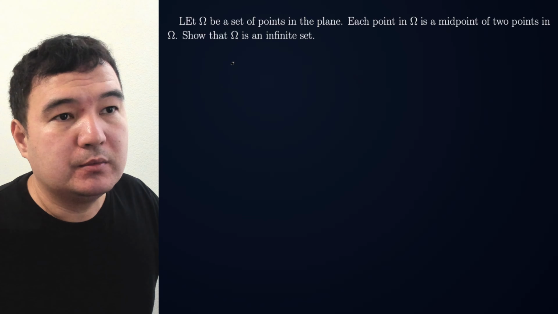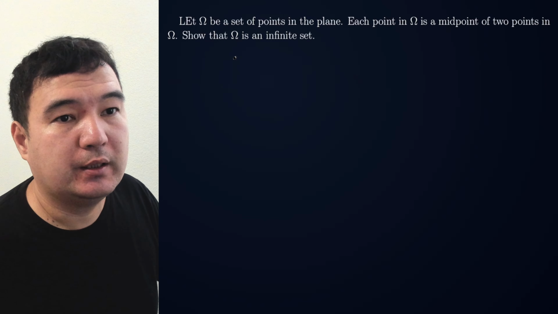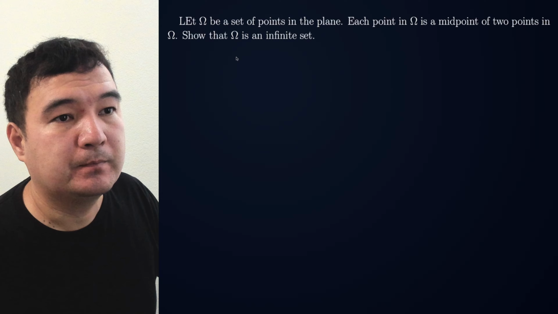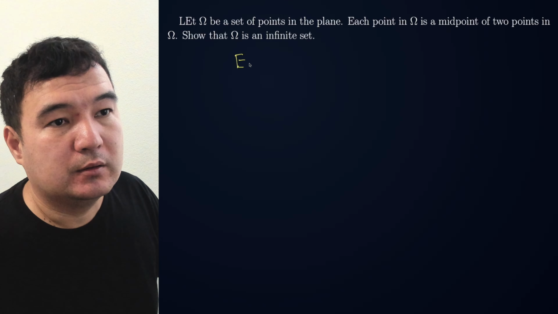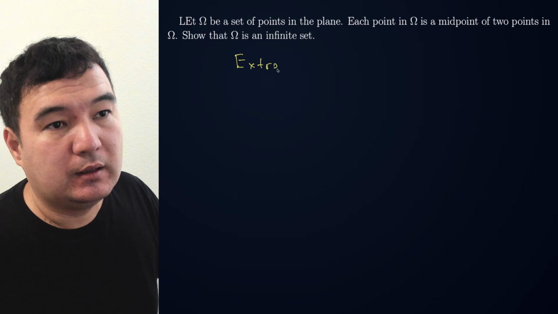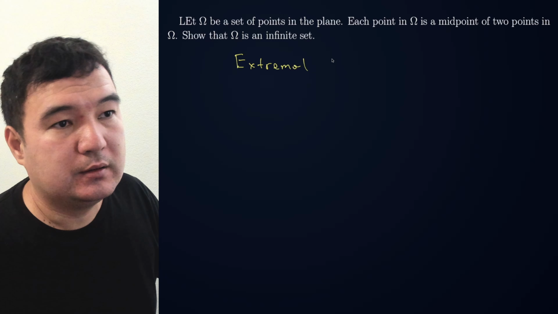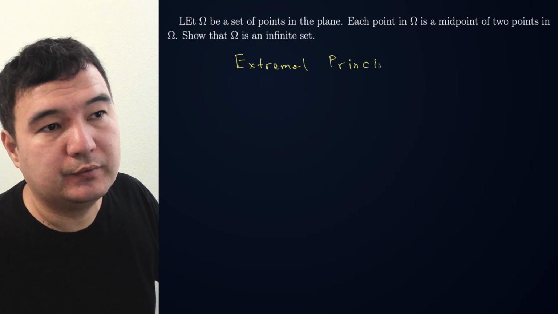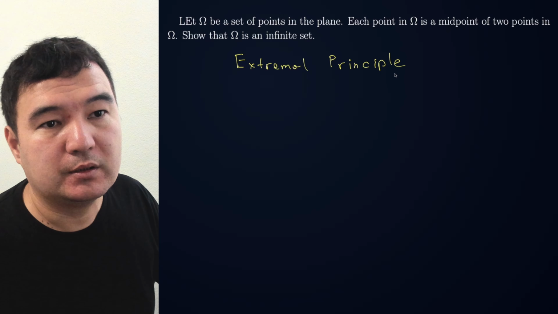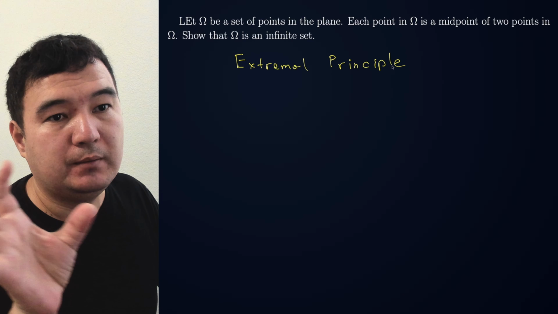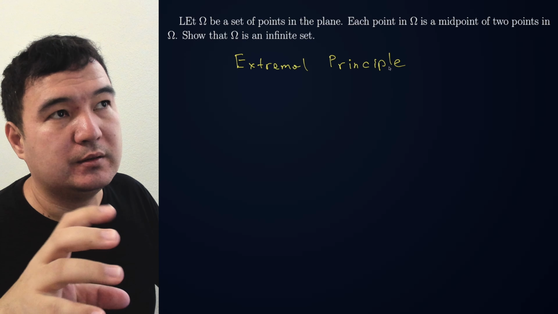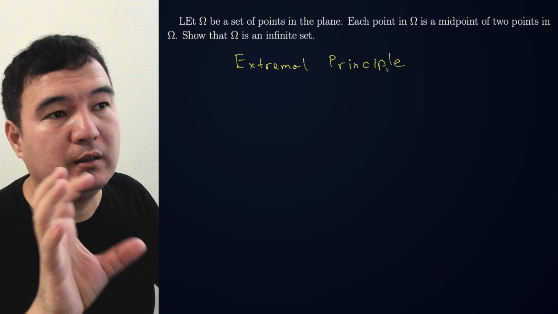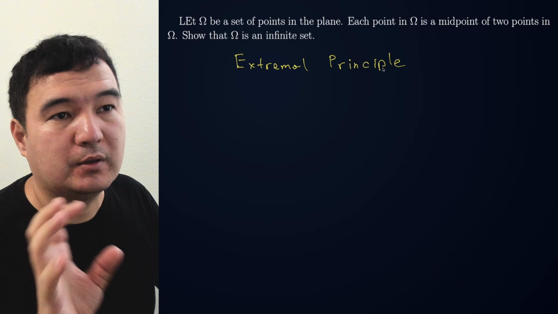A couple of problems on the method that's called the extremal principle. The extremal principle is a technique to prove some problems where you use extreme points, extreme properties, or extreme conditions in the setting of the problem.